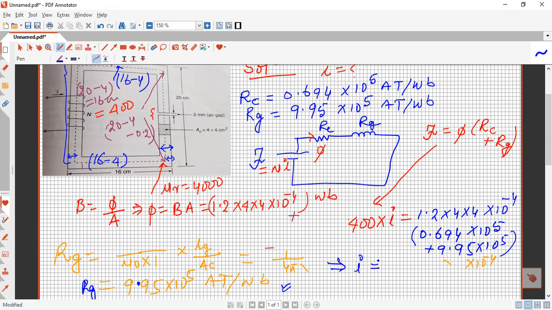Tell me the value of I. How much is I coming? So I is coming 5.1. After solving this, you will get the value of 5.11. This is a very interesting design problem: we need a flux density in the air gap of 1.2 Tesla. So how much current do you need to supply? If you give 5.11 amperes of current here, you will get 1.2 Tesla flux in the air gap. So next problem I am going to solve.